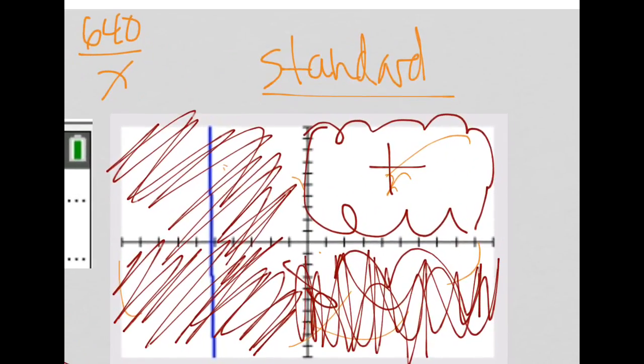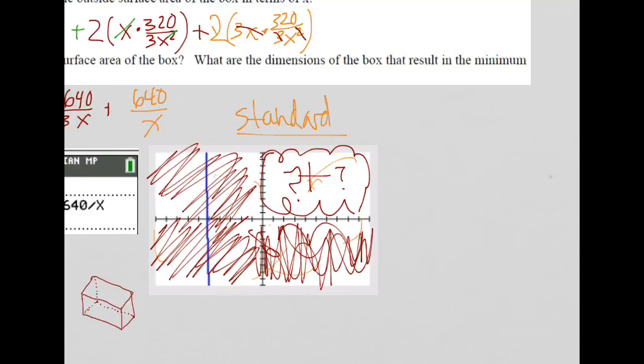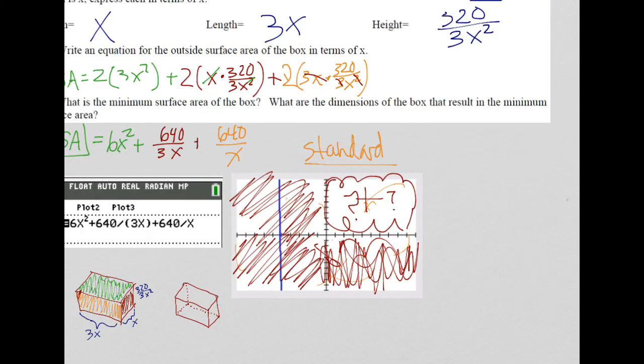So I want to go there, but here's the problem. In this current window, I don't see my function. Where is it? Where is it? I don't know. This is a weird graph. We've never looked at anything like this before, so I don't know how to predict what it looks like. But here's what I do know.